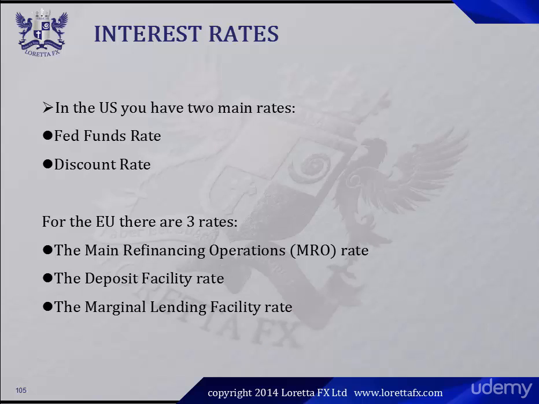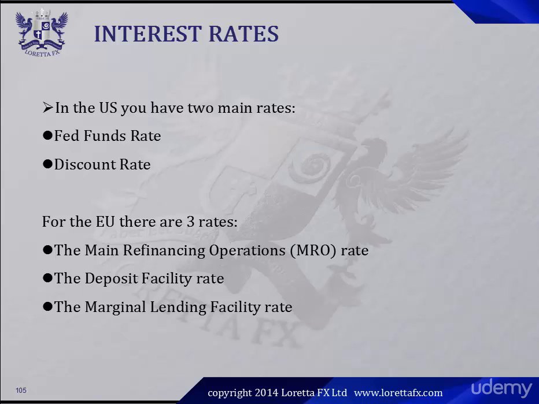Now in the US, you have two main rates. You have the Fed funds rate and the discount rate. And for the EU, there are three rates. You have the main refinancing operations rate, the deposit facility rate, and the marginal lending facility rate. Now, whenever reference is made to the US interest rates, this often refers to the Fed funds rate. And whenever reference is made to the European interest rates, this often refers to the main refinancing operations rate.